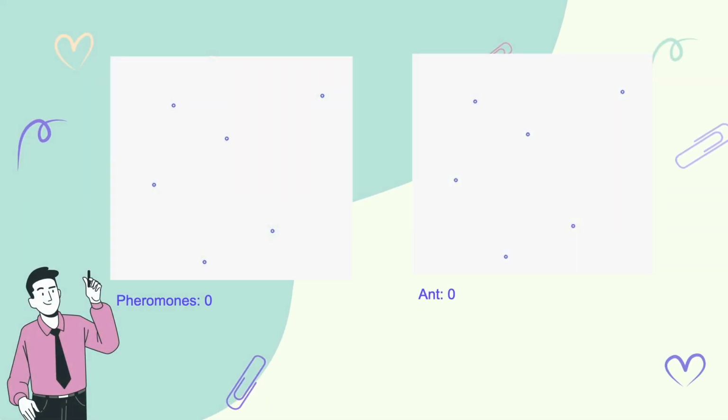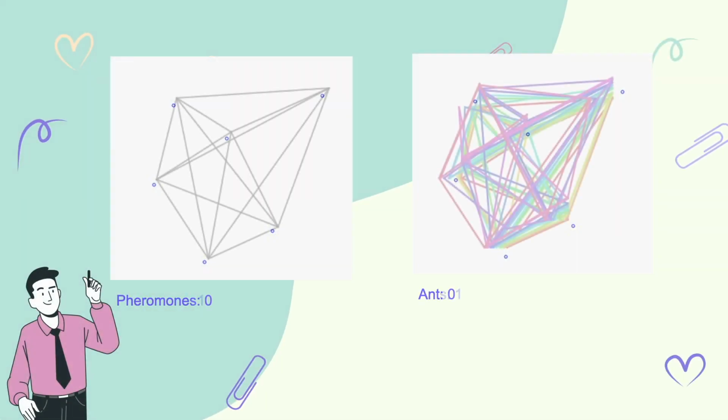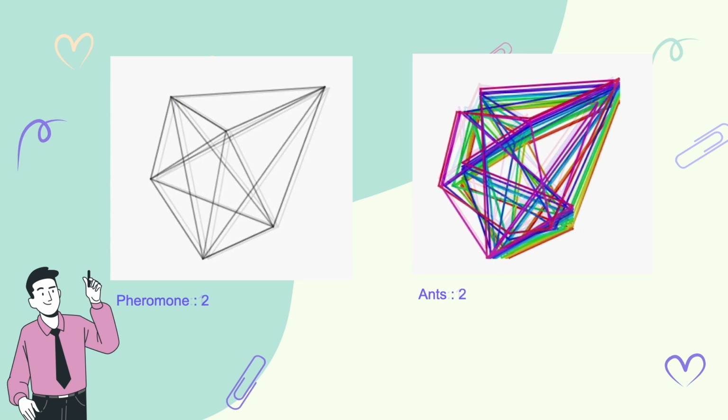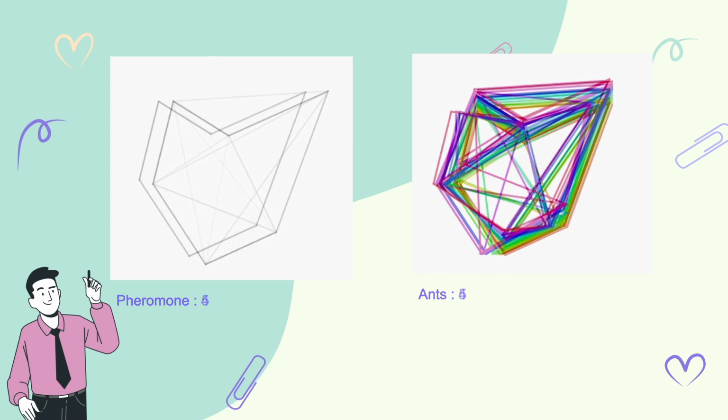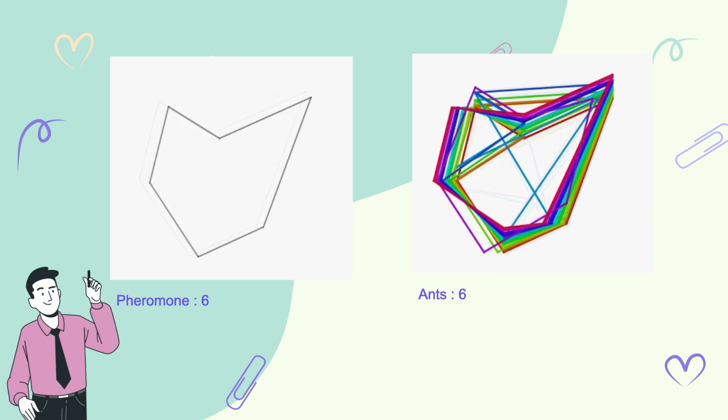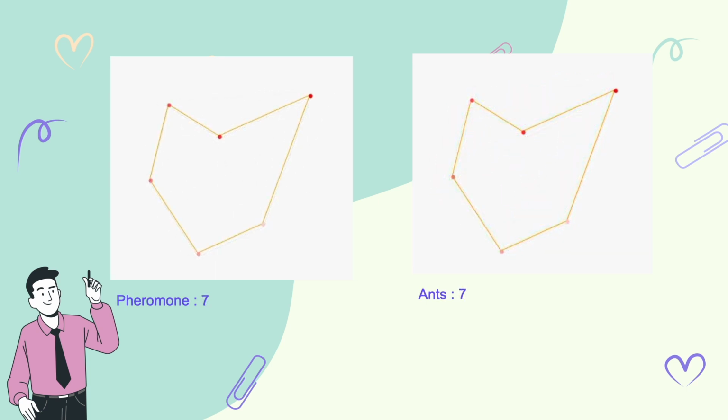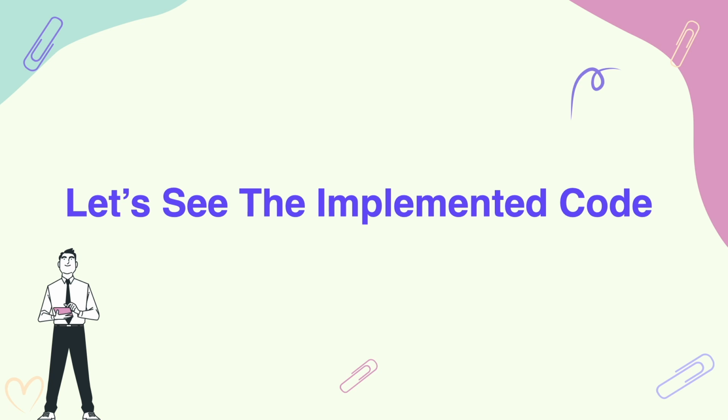Now let's see the simulation of our code. As you can see, over time the shortest path's pheromone level is increasing and ants also prefer to go on that path. At the end of the process we can finally see the shortest path. Now let's see the implemented code.